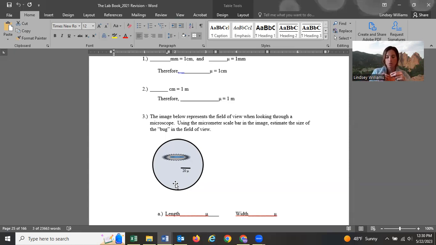Sometimes you can insert a slide that has a scale bar on it to help measure things that you have underneath that slide. And in this case, this little bar represents 20 mu, and mu is the symbol for the micrometer. So you're going to use that to estimate the width and the length of this bug. What I like to do is take a little piece of paper, line it up to the scale bar, mark it off, and then use that piece of paper to measure across and measure the width. And then you're going to estimate, okay?